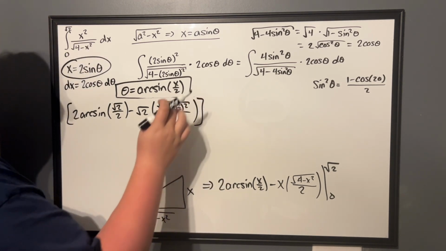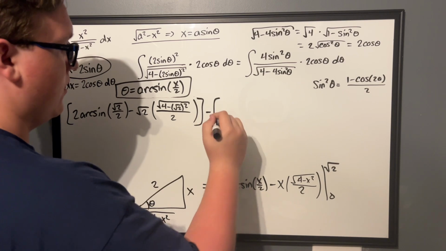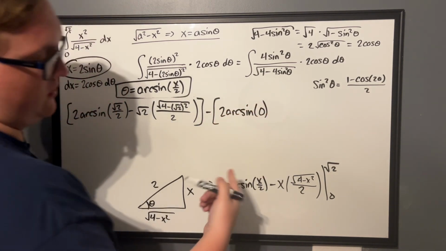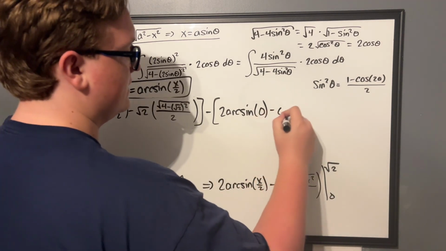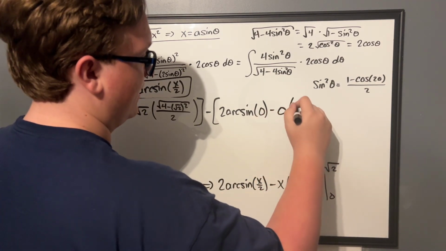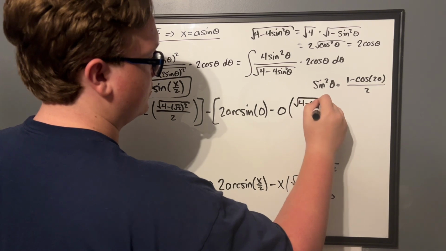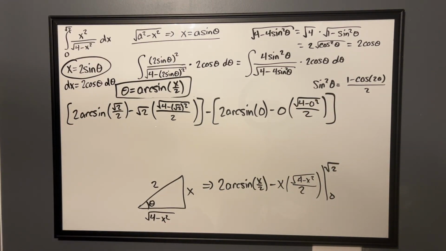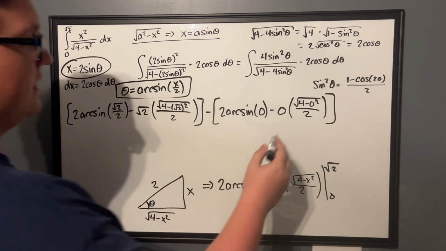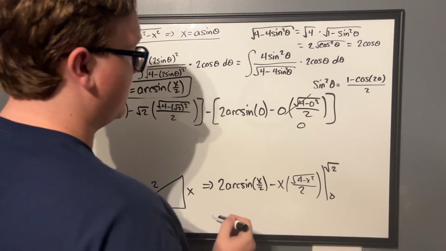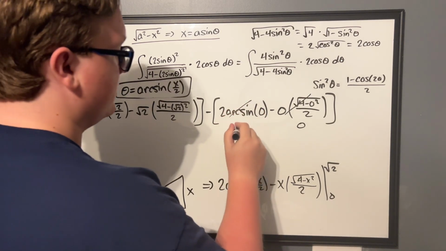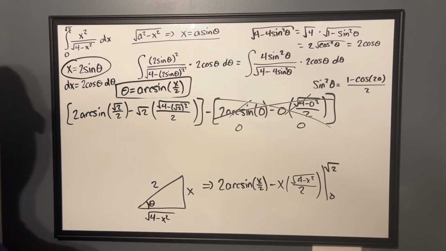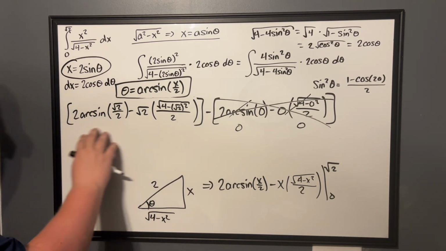Now we want to plug in the 0. When we do that, we're going to have 2 arcsine of 0, because 0 divided by 2 is going to be 0, minus 0 times everything on the inside, so it's the square root of 4 minus 0 squared over 2. So we can go ahead and evaluate this. So the easiest one to see is going to be this one, because this cancels out to 0, and arcsine of 0 is also 0. So this whole right term doesn't even matter. This is all gone. It's all 0. So the only thing that's going to matter for our solution is right here.